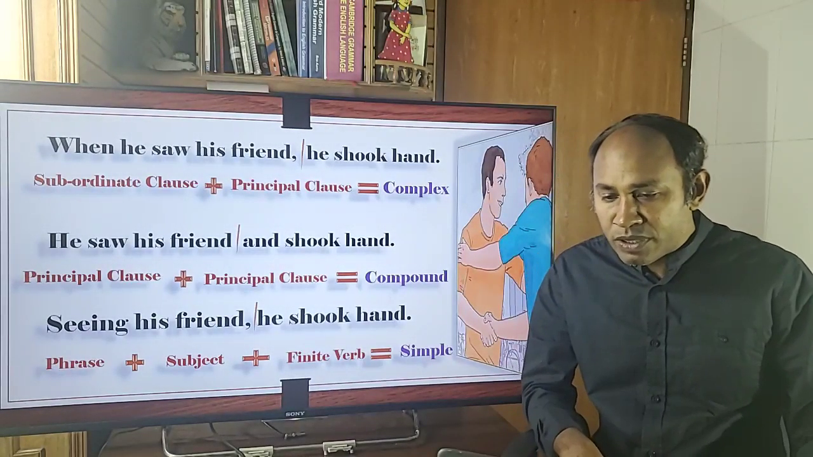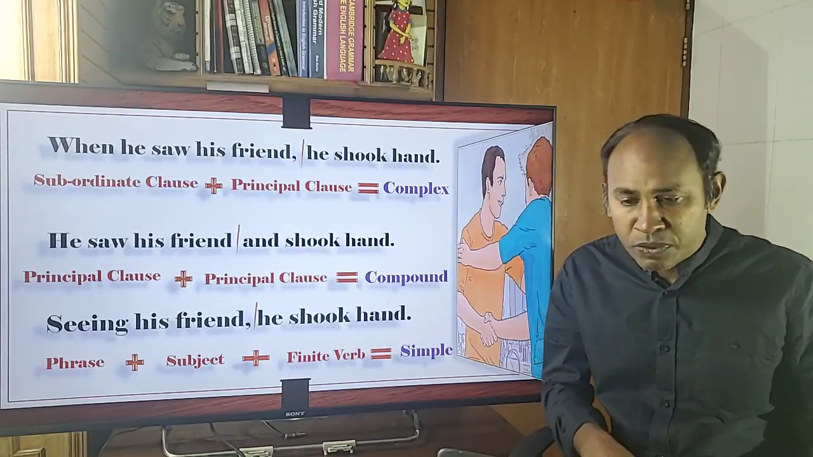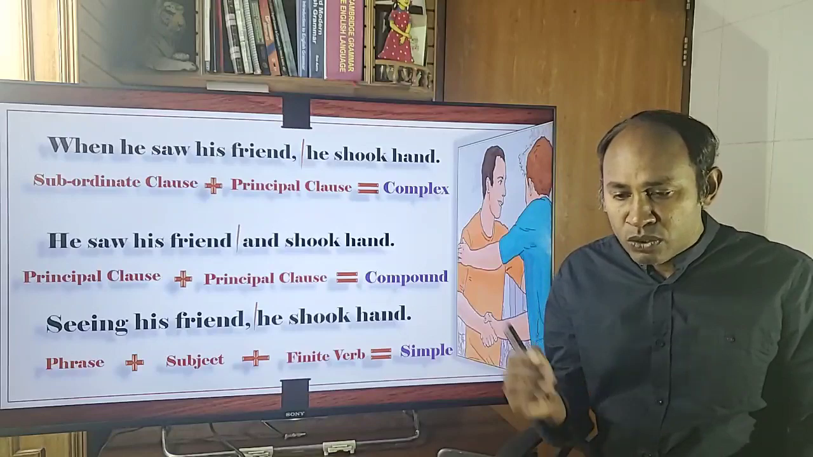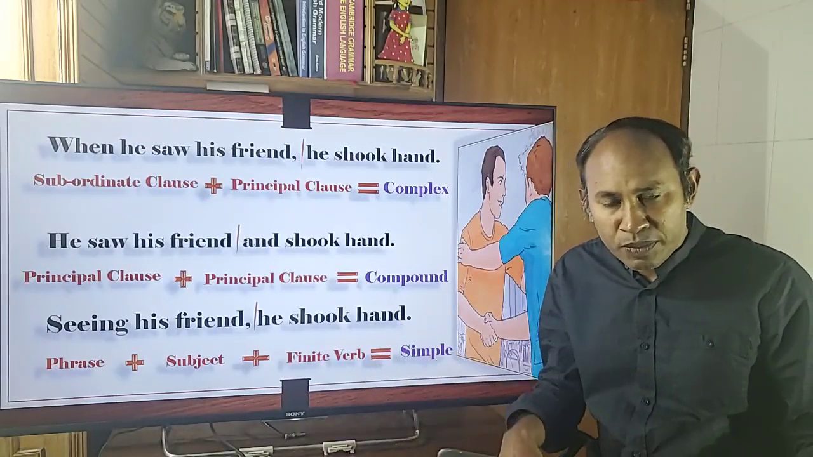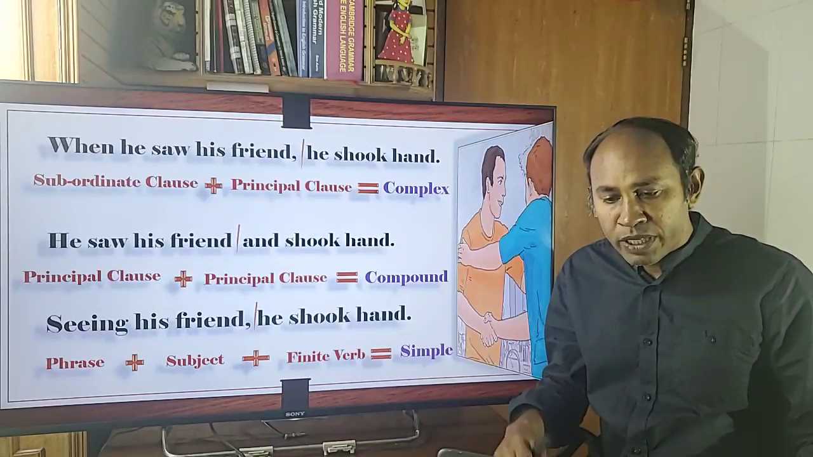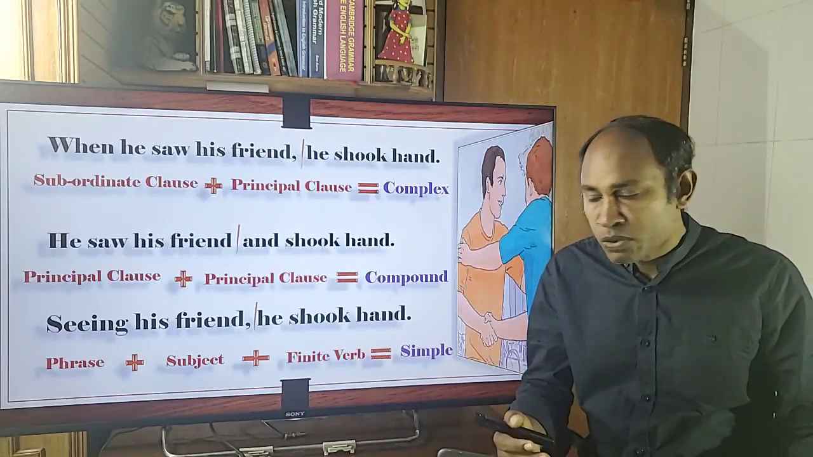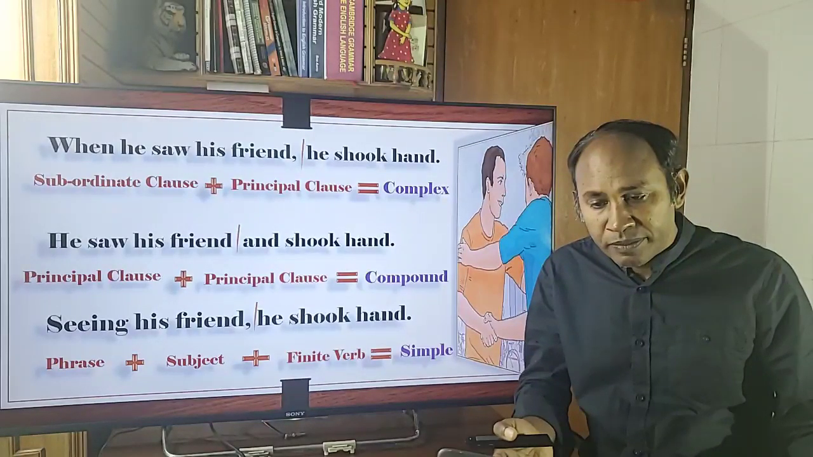This is a very important class on transformation of sentence. I have already taken two classes on transformation of sentence, but today I want to go to the end of the class because on Friday you have a test on transformation of sentence, right? To do better, you have to know all the rules. Can you listen to me properly? Is there any problem?